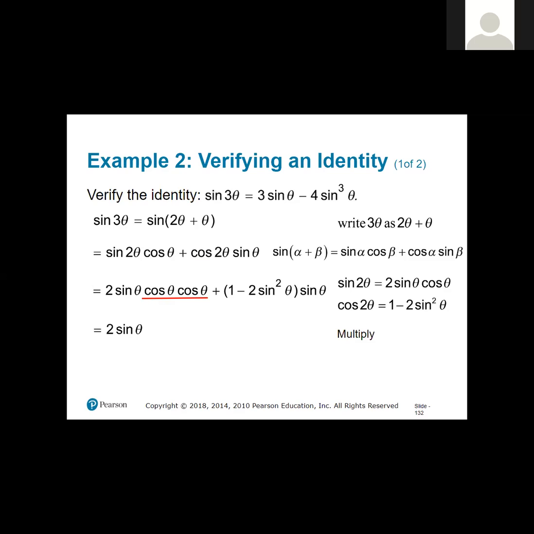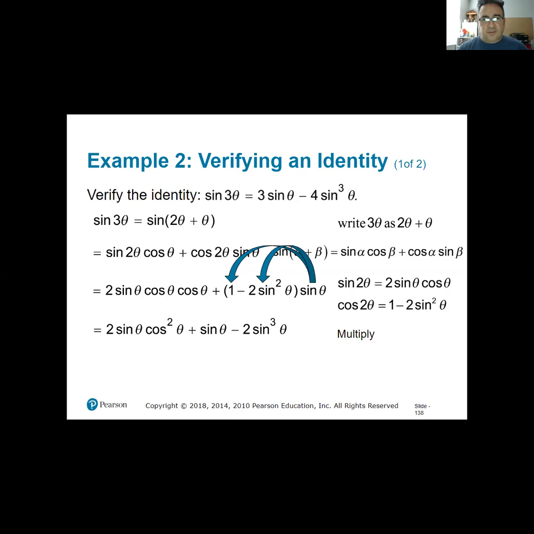Cosine squared theta. Good job, Christopher. Cosine squared theta. And then it's going to be plus. Now I need to distribute here, right? I've got sine theta times 1 is going to be sine theta. I'll help you out with that one. And then the next one, what? Sine theta times 2 sine squared theta is going to give me what? Two sine cubed of theta. Good, Dalia. 2 sine cubed of theta, right? So it's minus 2 sine cubed of theta, right?